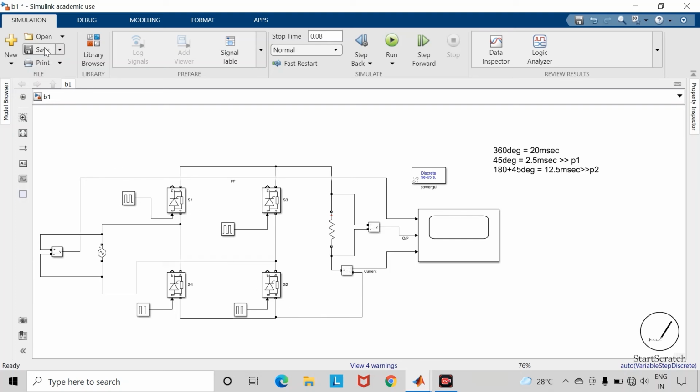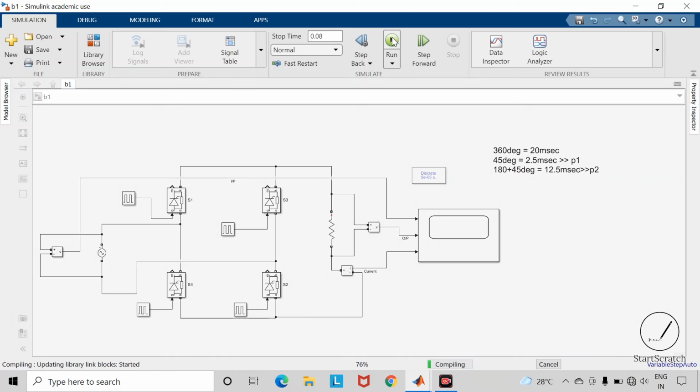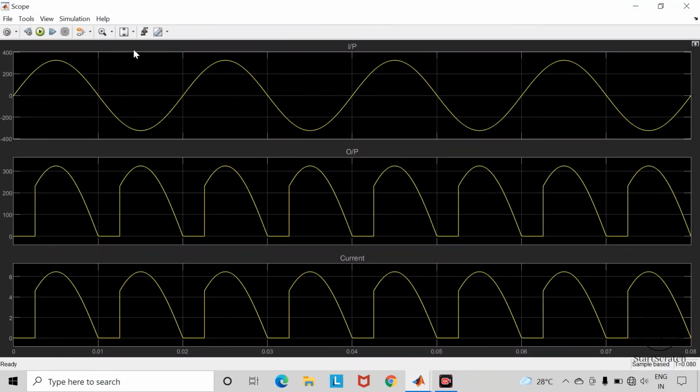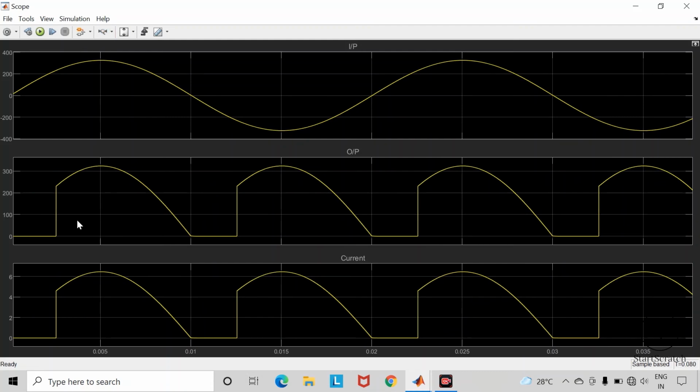Now save the changes and run the simulation. Open the scope block. So here you can observe the waveforms.